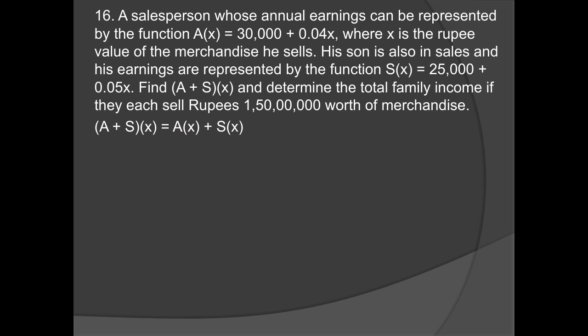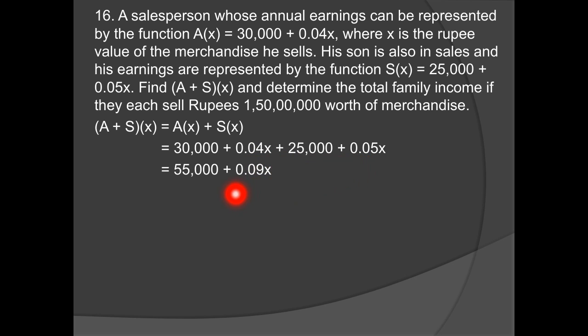What is A of X? It is already given in the question. This is A of X and this is S of X. So I have written that. So adding 30,000 with 25,000, I have got 55,000, and 0.04x plus 0.05x is 0.09x. So this is the function for the total family income.